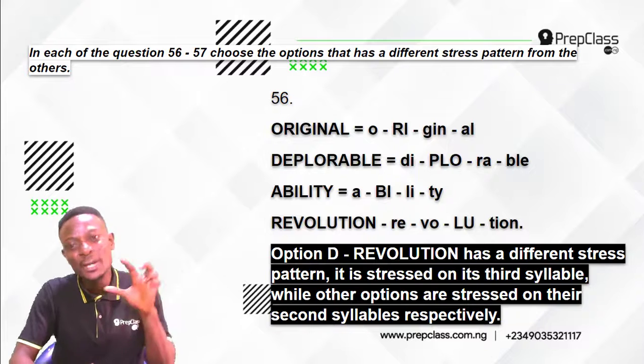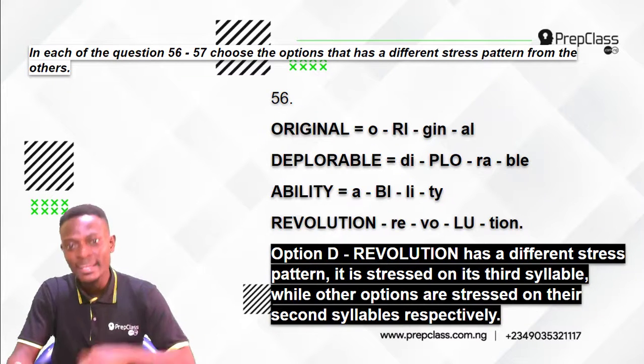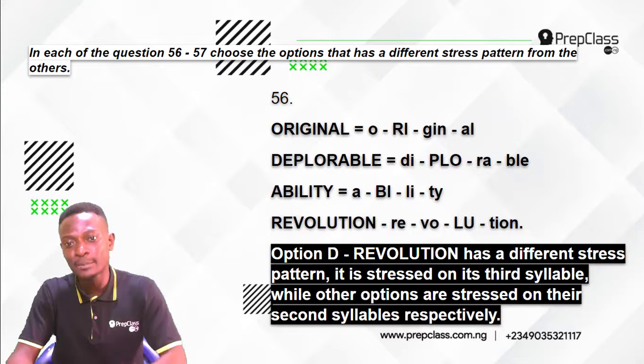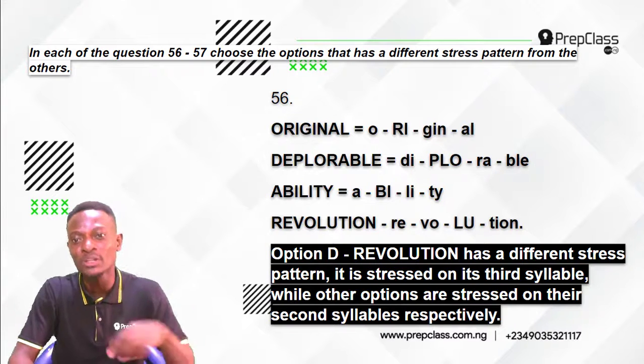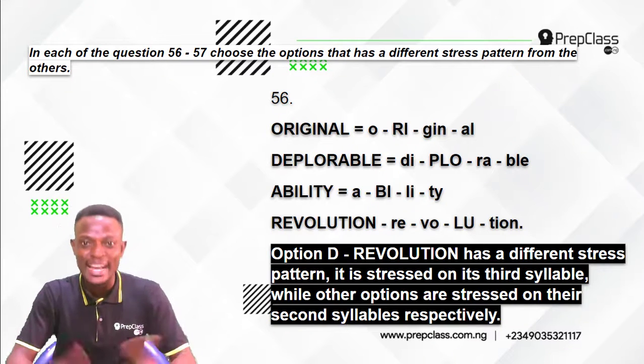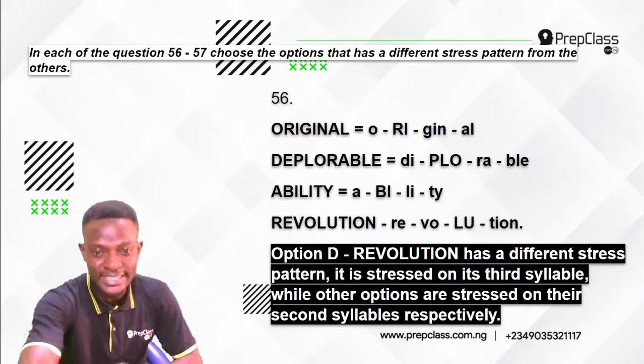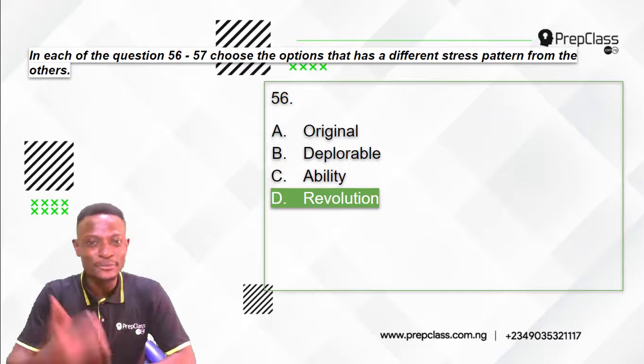So, option D, revolution has a different stress pattern. It is stressed on its third syllable while other options are stressed on their second syllables respectively. So option D, revolution has a different stress pattern.